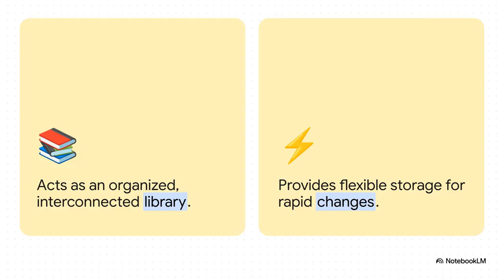Now, what's really interesting about this slide is it presents a fundamental fork in the road for database architecture. On one side, we've got SQL offering that perfectly organized, interconnected library, but on the other side, NoSQL provides flexible storage designed for rapid changes. Developers are constantly having to weigh this trade-off. Do they need the strict, predictable order of the library, or do they desperately need rapid on-the-fly flexibility?